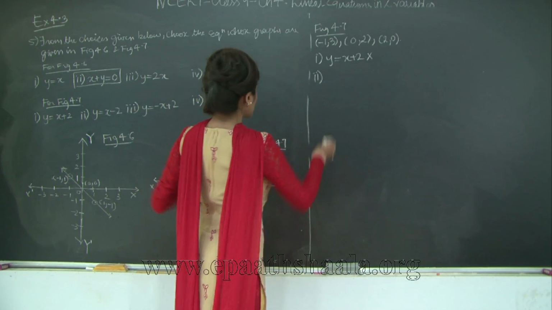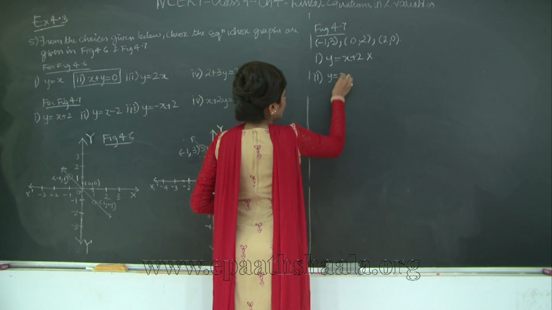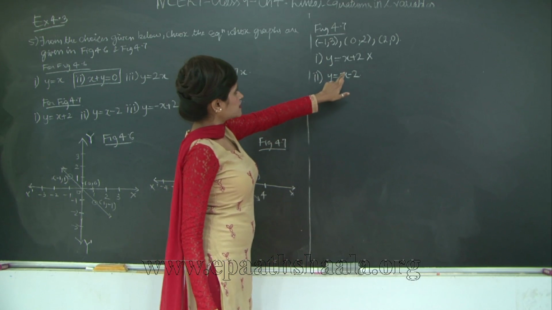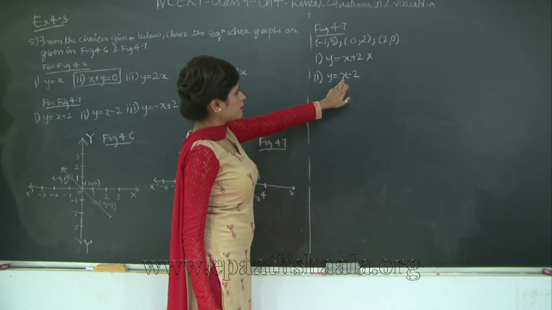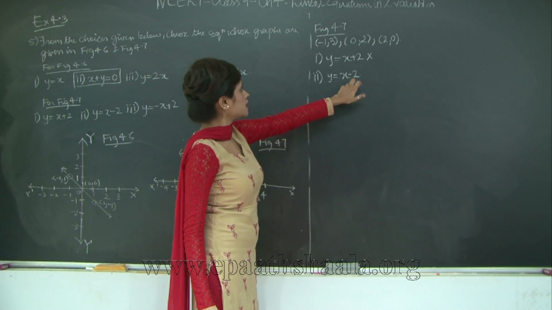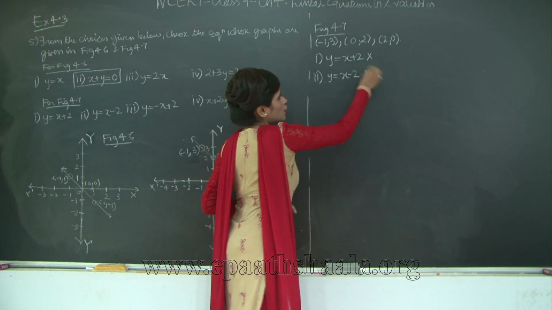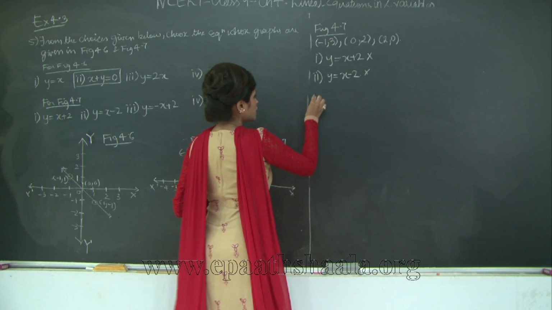So, my second one is y is equal to x minus 2. So, if my x is equal to minus 1, y has to be minus 1 minus 2, which is minus 3. But here my y is 3. So, even this equation is ruled out. Let's check the third one.